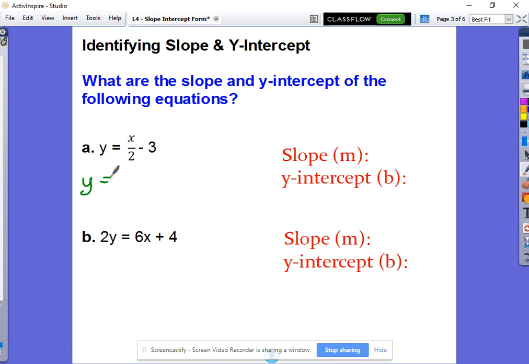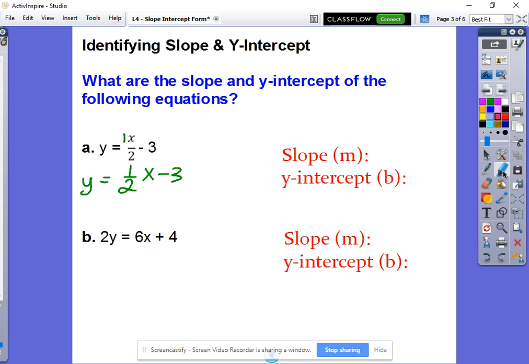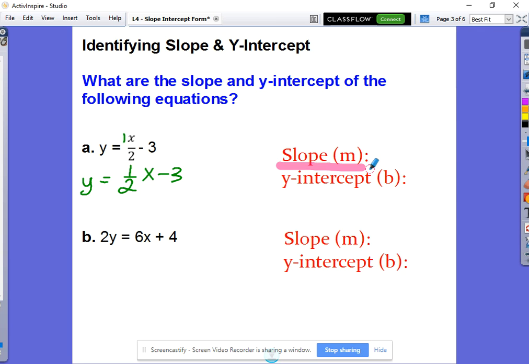If you want, you can rewrite this equation as y equals 1/2 x minus 3. When you have x over 2, like we do here, really what's happening is there's an invisible 1, which makes this a 1/2 x. So if you need to, you can rewrite the equation. That helps some people identify the slope of the function. So what is our slope? Where in this equation is our slope?